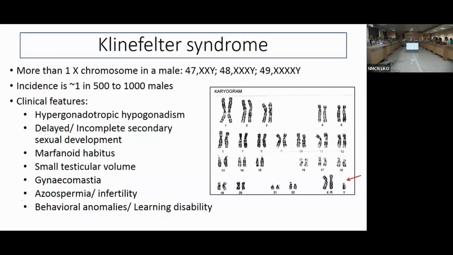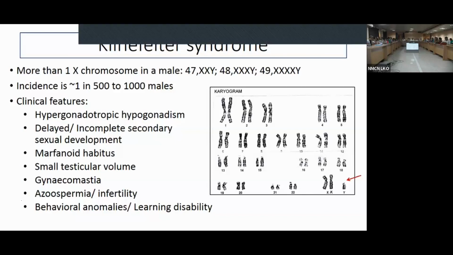Many of them have a Marfanoid habitus. They'll be tall and they could have Marfan-like features. And then the testicular volume is usually small. Many of them also have gynecomastia. 47XXY, usually they're intellectually normal, but they can have behavioral anomalies and learning disabilities. But the ones who have more X chromosomes, those Klinefelter variants, usually have intellectual disability.